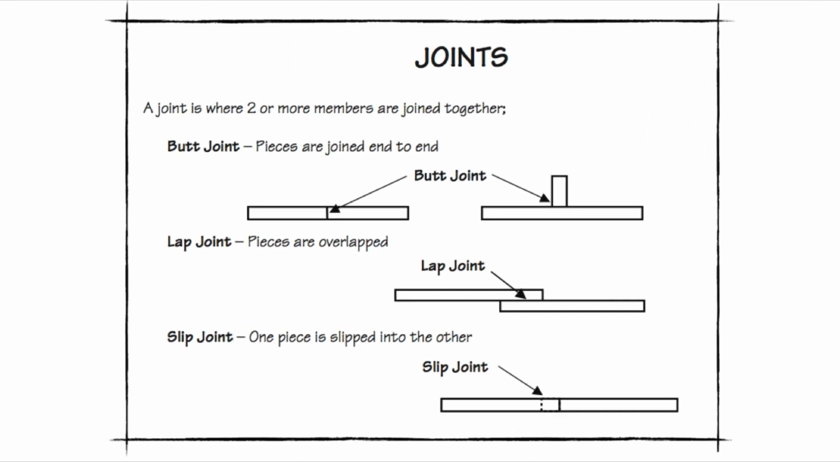A joint is a place where 2 or more members of a structure are joined together. There are different ways to do that. The first is called a butt joint, where pieces are joined end to end. The second one is called a lap joint, where pieces are overlapped and fastened together. Or the third is a slip joint, where one piece is slipped into the other.